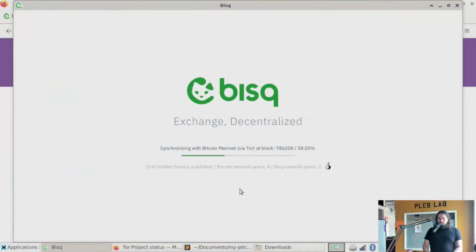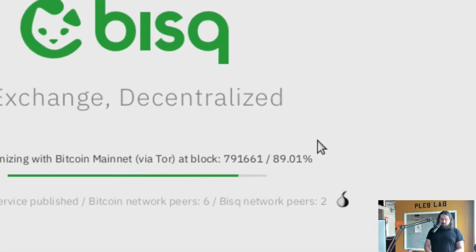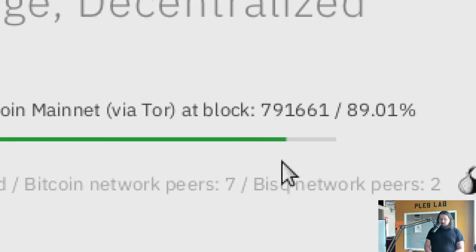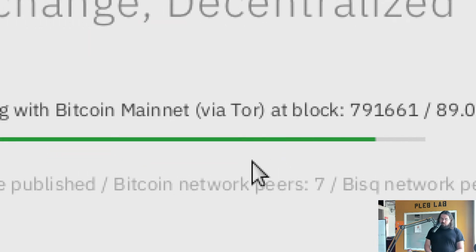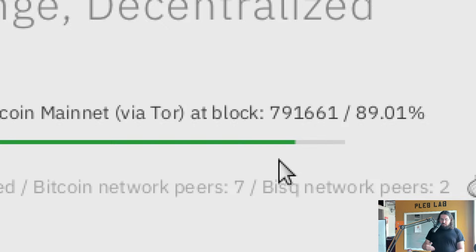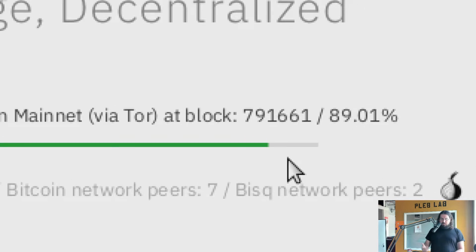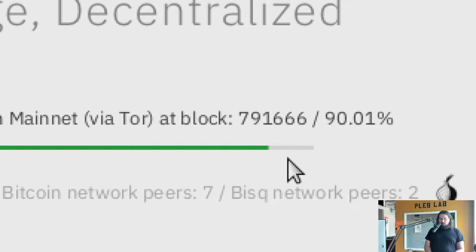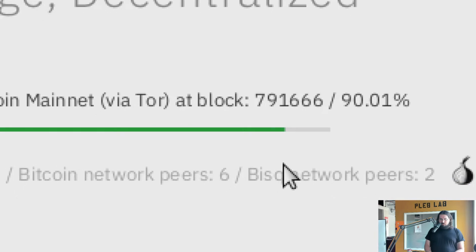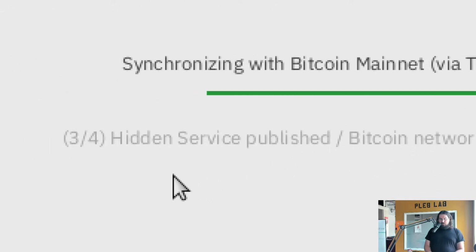Yeah, it seems to be happy now. Yes, it is. What it's doing, as indicated by this green line, is synchronizing with the Bitcoin blockchain. Not like a full node would do, just like a light client would do. It's got to see what the latest block is. So that'll be done in a few seconds, and it gives you some information about what it's doing.